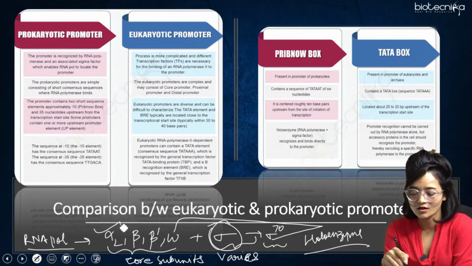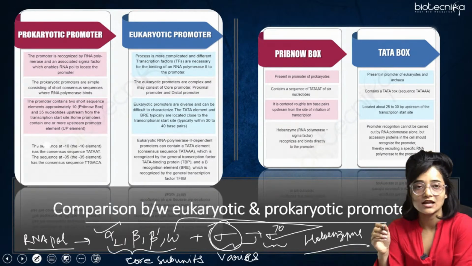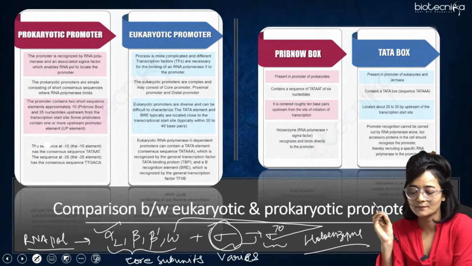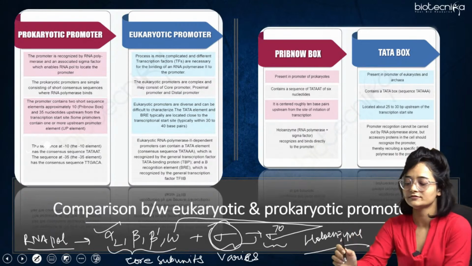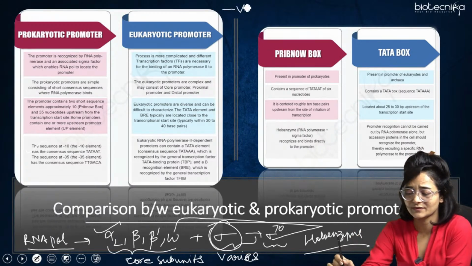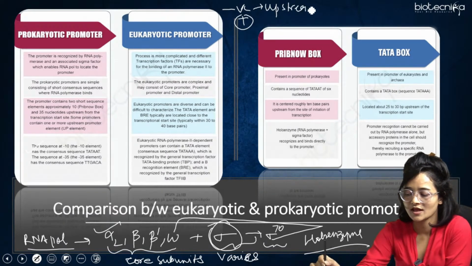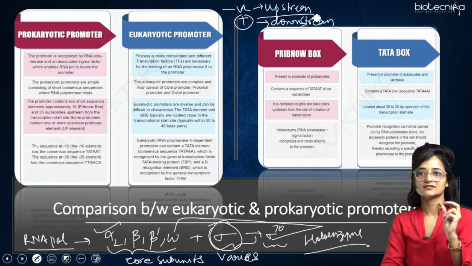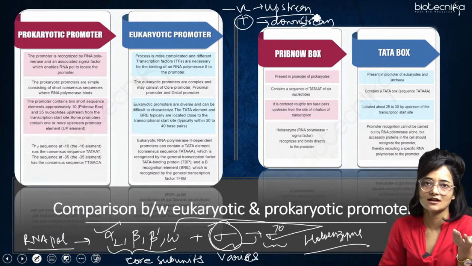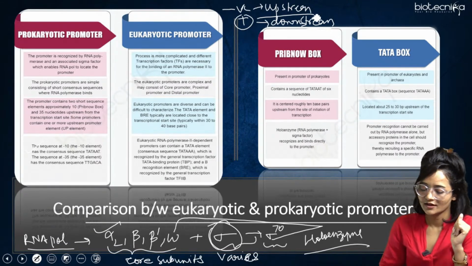Coming to the last one, it says the sequence at minus 10 upstream. You should know what the minus means, the negative sign, and what the positive means. Negative is basically the upstream and positive is basically the downstream, and we are saying this with reference to the initiator region, that is, from where the transcription basically starts, the transcription start site, right?